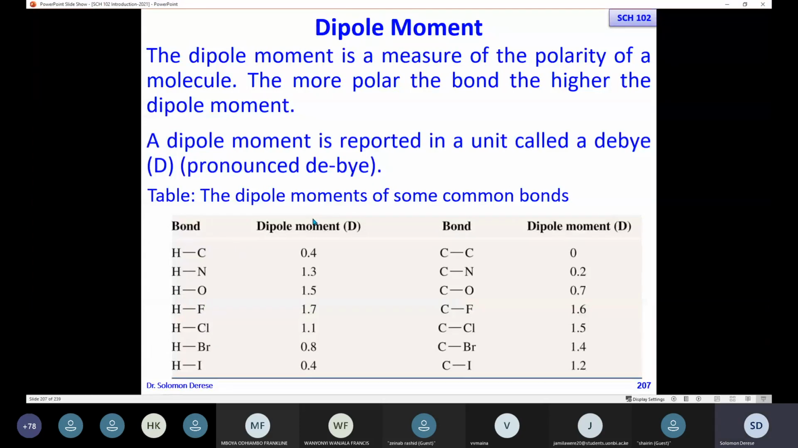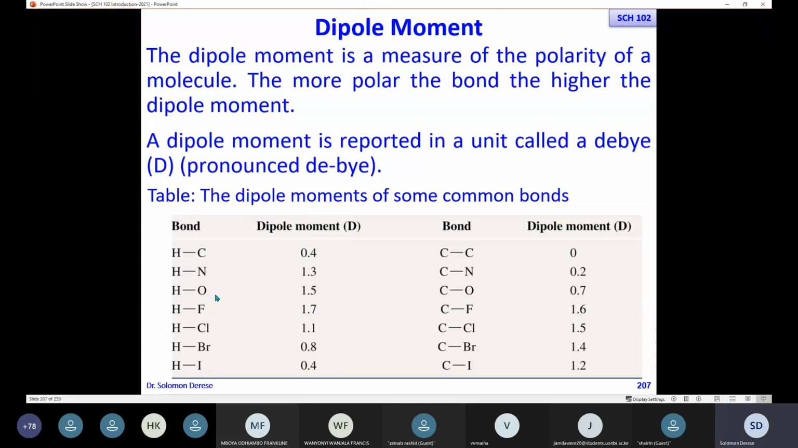So let's look at the hydrogen-carbon, the hydrogen-nitrogen, the hydrogen-oxygen, and the hydrogen-fluorine bond. As you go from hydrogen-carbon to hydrogen-fluorine, the electronegativity of the element to which the hydrogen is attached is increasing, from carbon to nitrogen to oxygen to fluorine. What it means is that the polarization of the bond is increasing as you go from hydrogen-carbon to hydrogen-nitrogen to hydrogen-oxygen to hydrogen-fluorine.